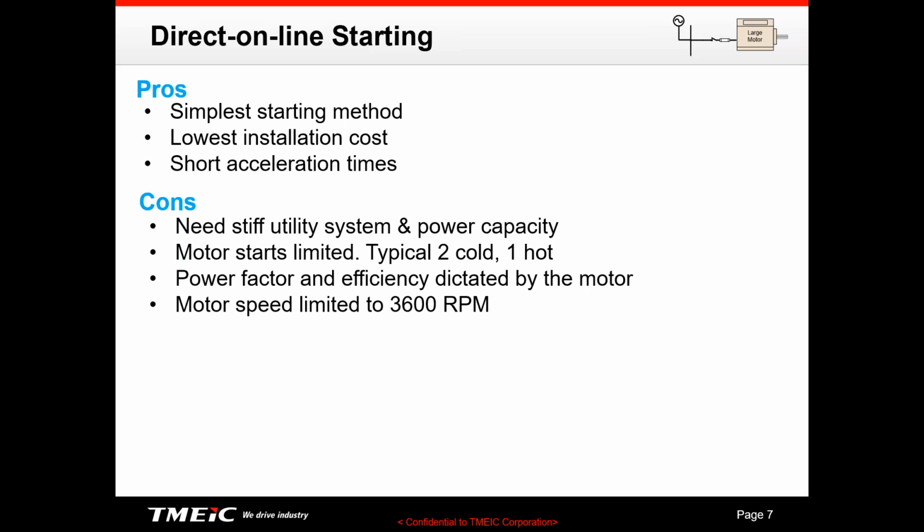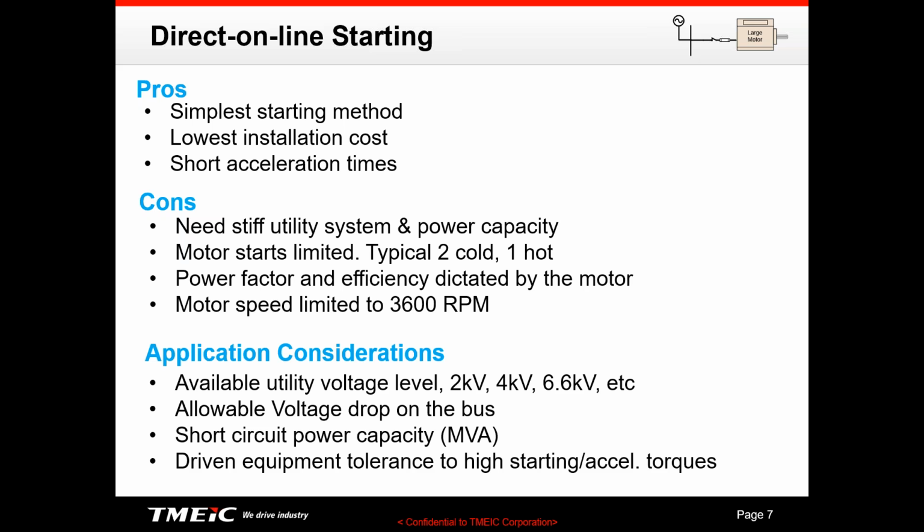And the motor speed is limited to 3,600 RPM. You may have some emergency overspeed, like 20 or 25% for a certain time, maybe less than 2 minutes for the NEMA standard, but it is pretty much limited to 3,600 RPM. And you also have to look at other considerations here. What are the available utility voltage levels? What are the allowed voltage drops on the bus? What is the short circuit power capacity? Or the driven equipment's tolerance to high starting or acceleration torques?